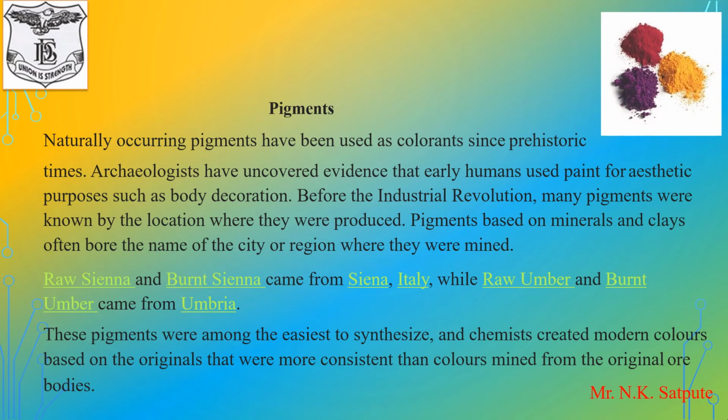And before the industrial revolution, many pigments were known by the locations where they were produced. Now we classify the pigment as per their chemical constitutions and properties. But in ancient times, the main naming was by the location where they were produced, as the name implies. Pigments based on minerals and clays often bore the names of the city or region where they were mined, as per the mining and source.